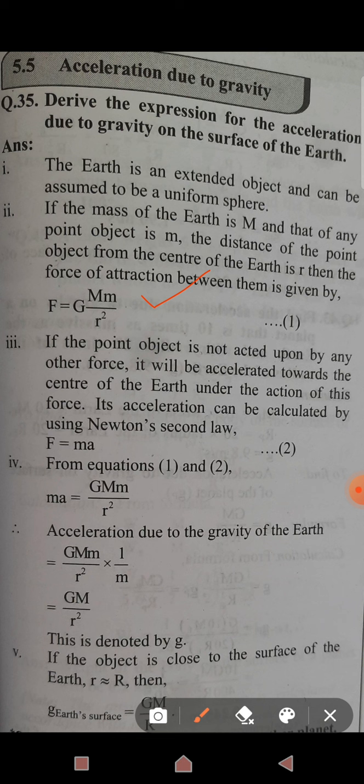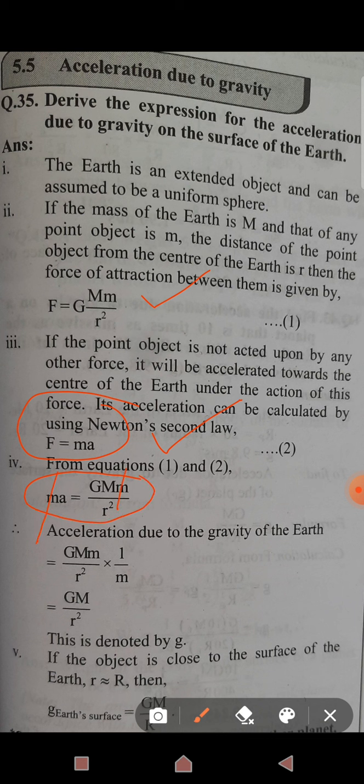Now if the point object is on the earth's surface, at that time the force acting on the particle is given by Newton's second law, that is F is equal to ma. So in equation first, Newton's law of gravitation is there, and in equation second, the force is given according to Newton's second law. So we have to compare this force.